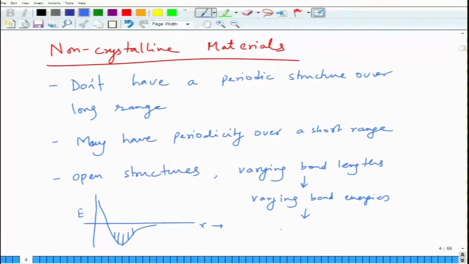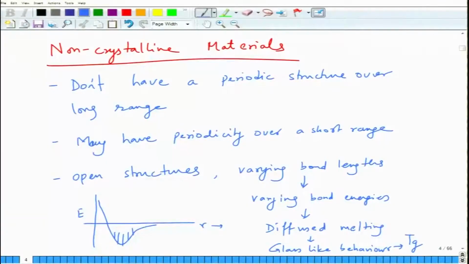If you have varying bond energies, it also means that you have a range of temperatures at which melting occurs. That is where they have a very diffused melting phenomenon. This is basically characterized by the materials having typically a glass-like behavior, and as a result they have something called Tg, which is called the glass transition temperature. I will not get into details of the physics, thermodynamics and kinetics of glass formation, but basically these materials do not crystallize themselves in a crystalline form.